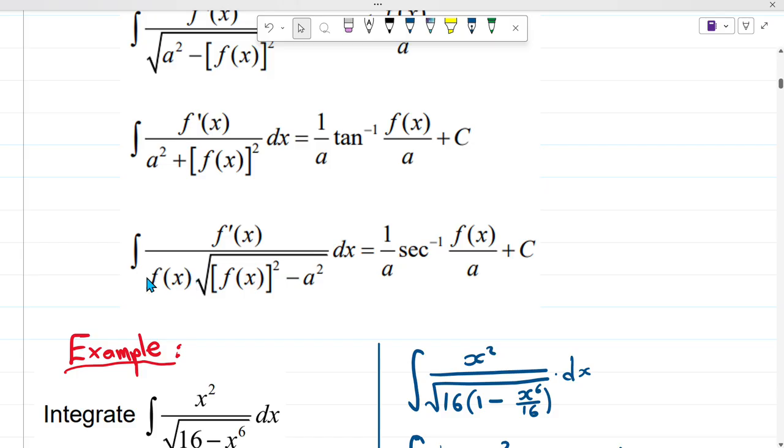We must make sure that we have f of x that is the same as here. So that means that whatever thing that we have here should be the same. If it's x squared, that means here should be x squared as well. So for the question that we're dealing with, we have only x.